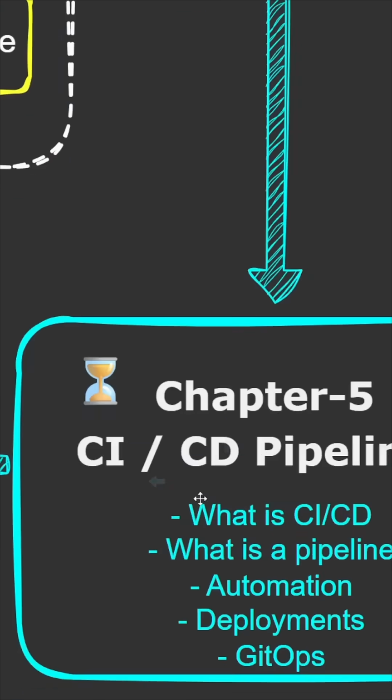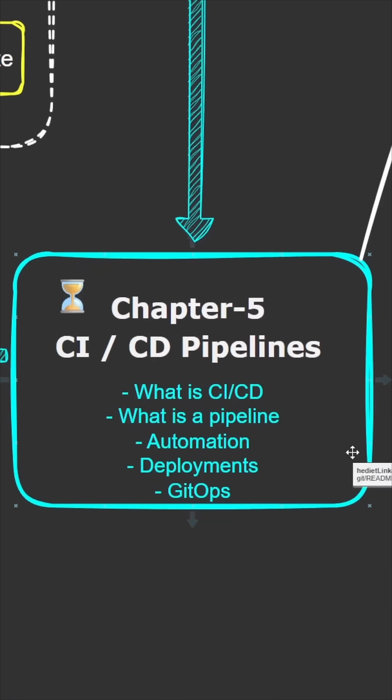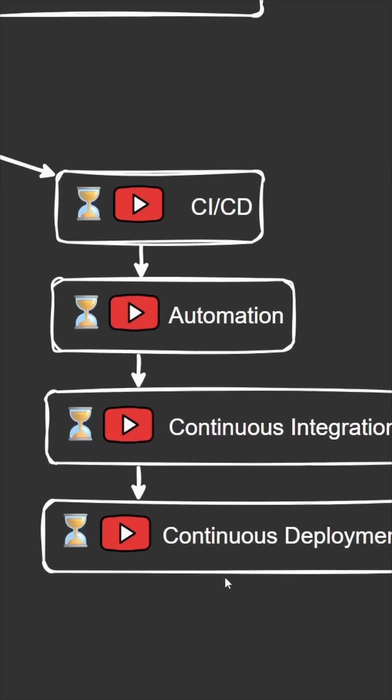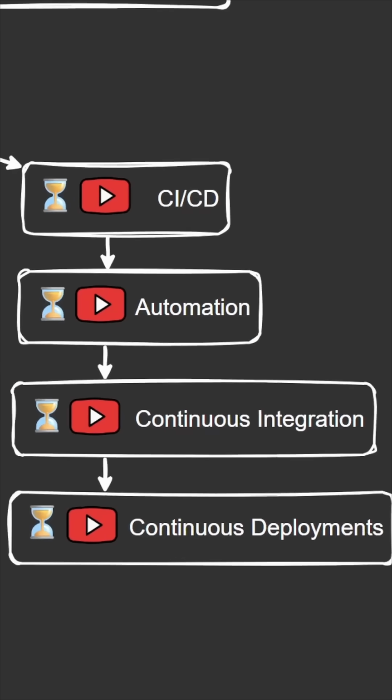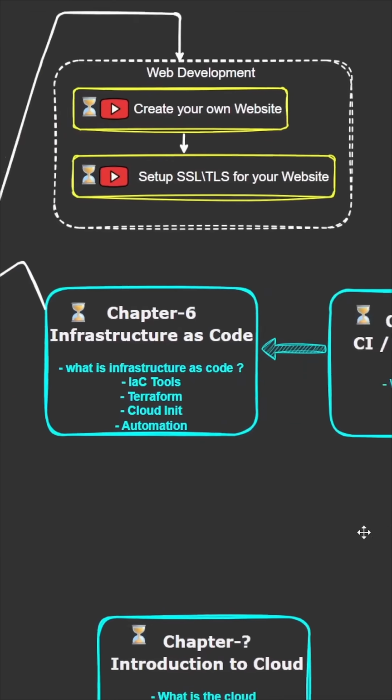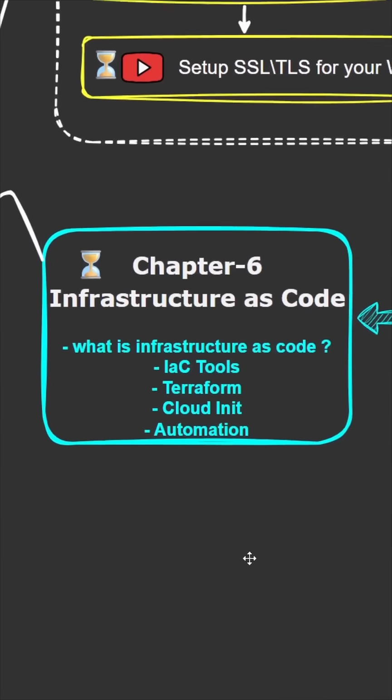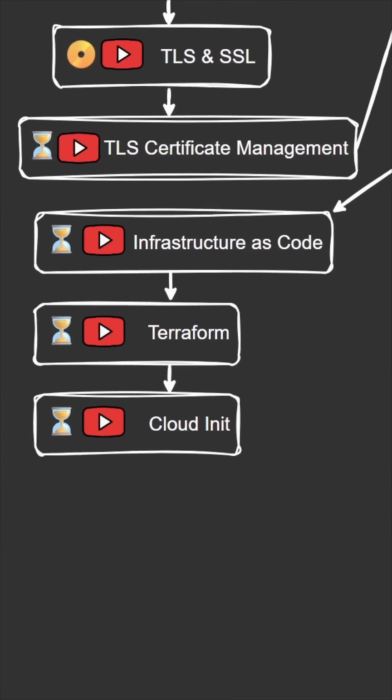From there, we'll dive into CI/CD pipelines, learn about CI/CD and automation. What is CI/CD? What is automation? What is continuous integration and continuous deployments? And we set up a CI/CD pipeline to our newly created website portfolio. Once we have CI/CD implemented, we'll take a look at infrastructure as code. This will lead us to things like Terraform and Cloud Init.